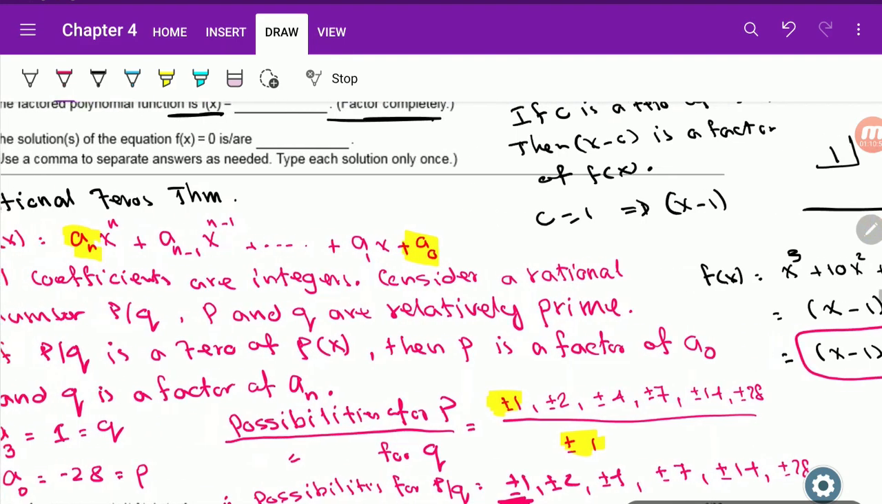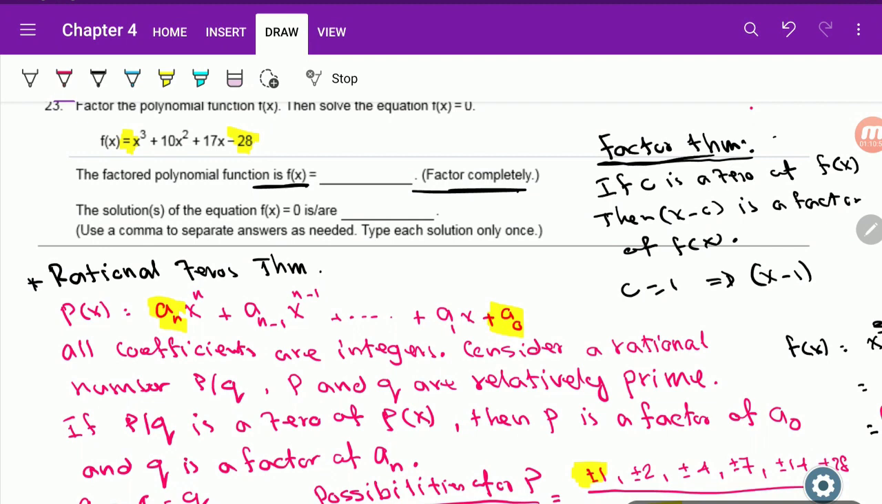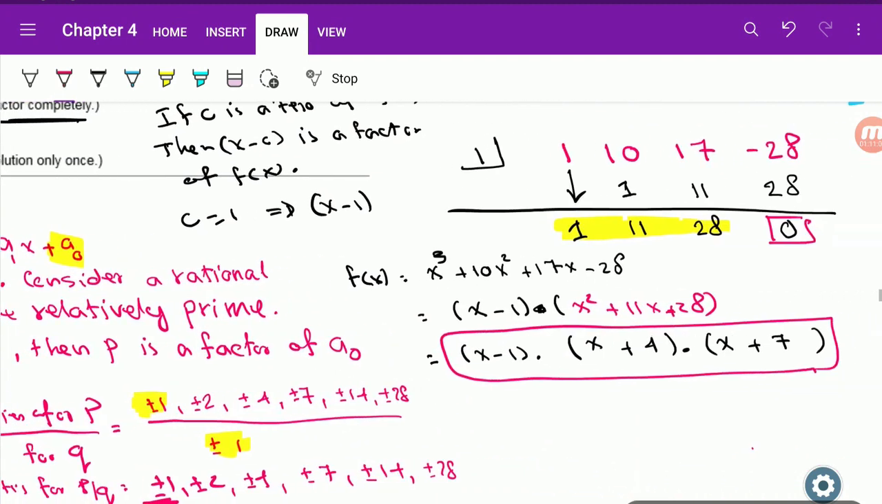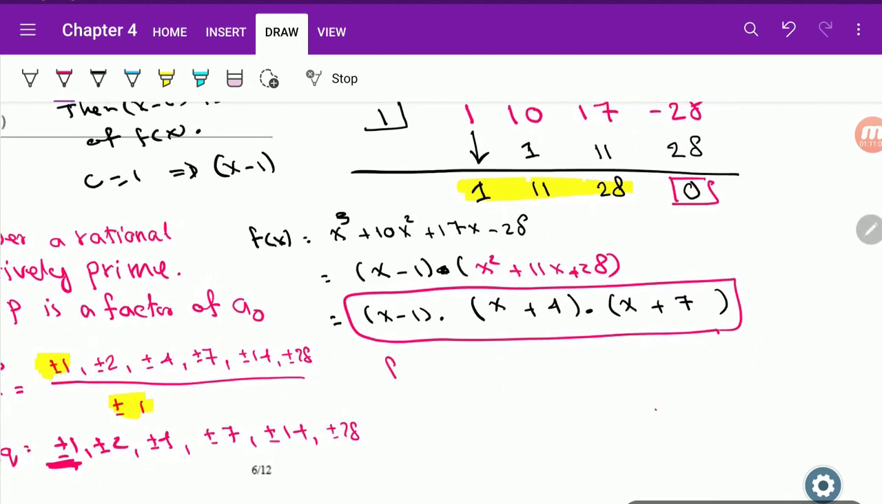Then the question says, solve or find the solution of the equation f of x equals 0. So we need to equate f of x to 0. This is f of x in the factored form. Then equate it to 0. Then use the 0 property, because you have a product of 3 linear factors equals 0, or a product of factors equals 0.